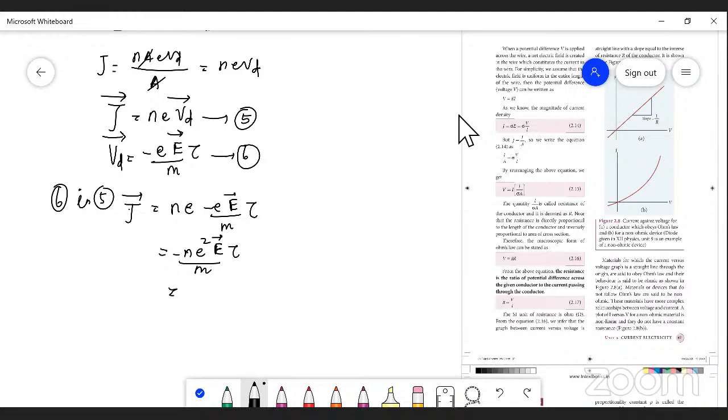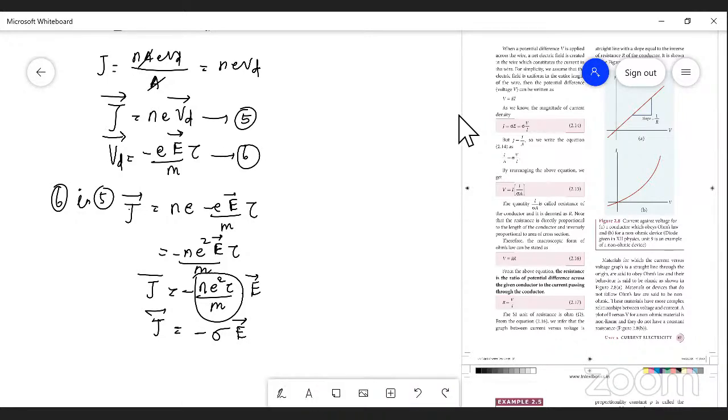Actually, N is a constant for a given metallic conductor. E, M, tau are all constants for a given metallic conductor. So I can write J vector is equal to minus of N E square tau divided by M into E vector. I can replace these constants N E square tau divided by M as a single constant, sigma, into E vector. So J vector is equal to sigma into E vector.